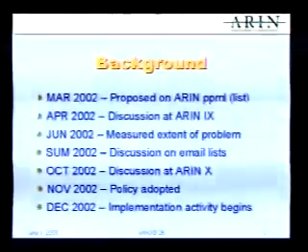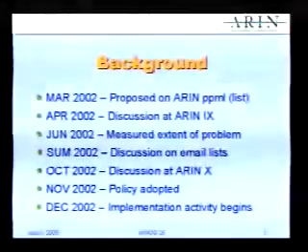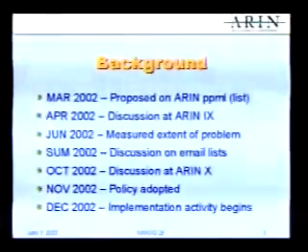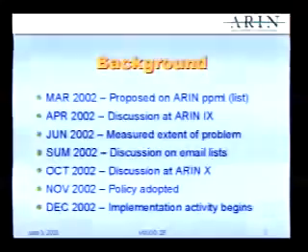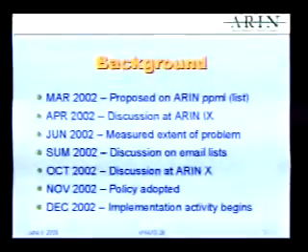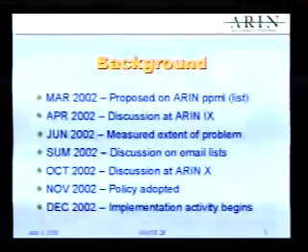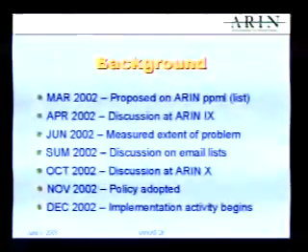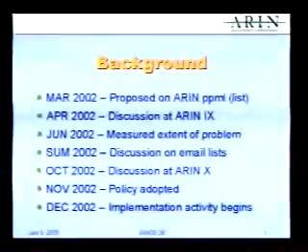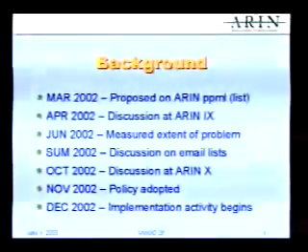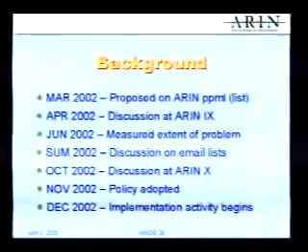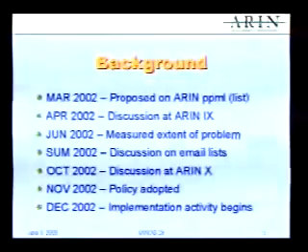Now, the background of this particular effort is all pretty much in last year. Starting in the spring of last year, there was a policy proposal made on our public policy mailing list to say we want lame delegations to go away. There was some discussion at the ARIN 9 meeting. Over the summer, we measured how bad the problem was. We decided that it was a significant enough problem to spend time trying to eliminate lame delegations. Following some more discussion at the next ARIN 10 meeting in Oregon, policy was adopted, and in December, we began working on the problem.